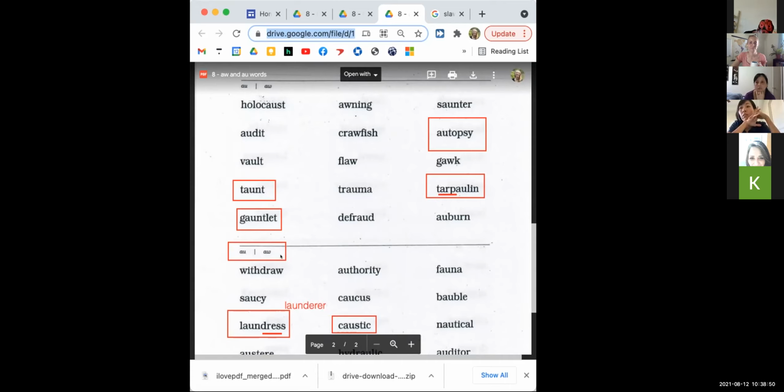I have a question. How to pronounce this word next to authority? Fauna. Fauna. Okay, thank you. With this spelling, the AU and the AW, we really have a desire to change the pronunciation, like ow and aw or something like that. But it's actually the same sound. Fauna and draw.